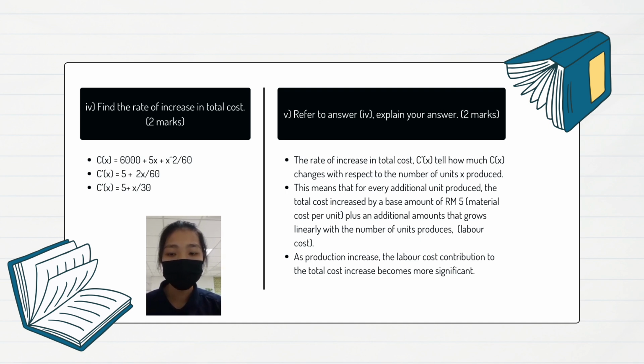So my answer is the rate of increase in total cost, C'(x), tells how much C(x) changes with respect to the number of units X produced. Specifically, C'(x) equals 5 plus x over 30. This means that for every additional unit produced, the total cost increases by a base amount of 5 ringgit, which is material cost, plus an additional amount that grows linearly with the number of units produced, which is x over 30, and it is labor cost. As production increases, the labor cost contribution to the total cost increase becomes more significant. Thank you.